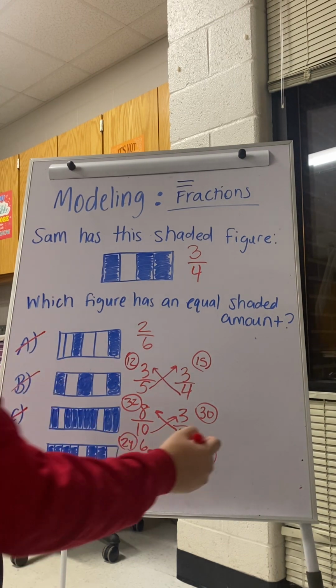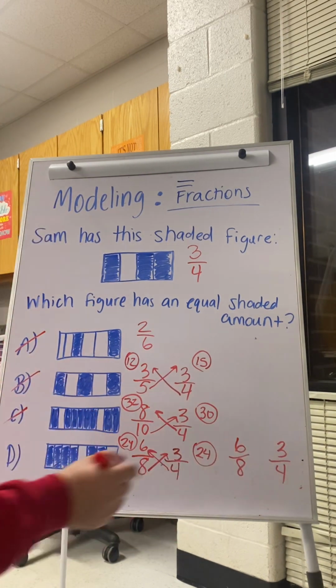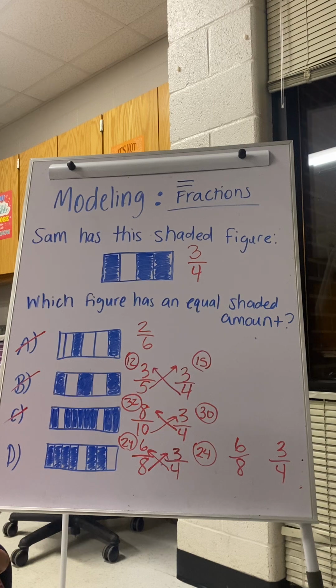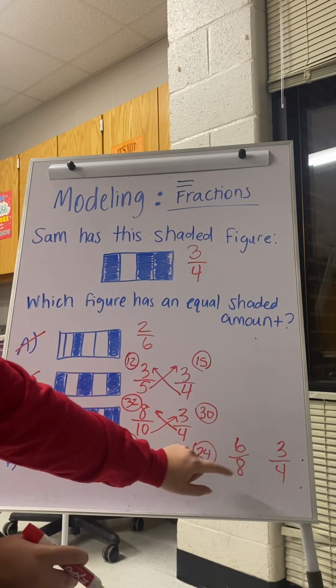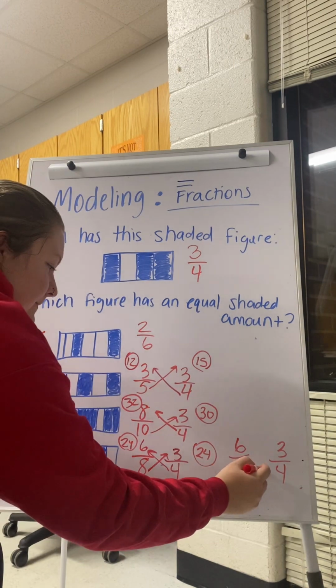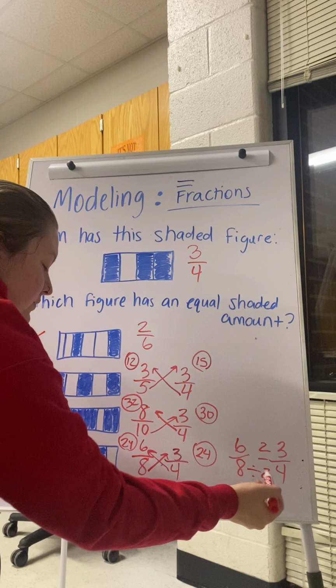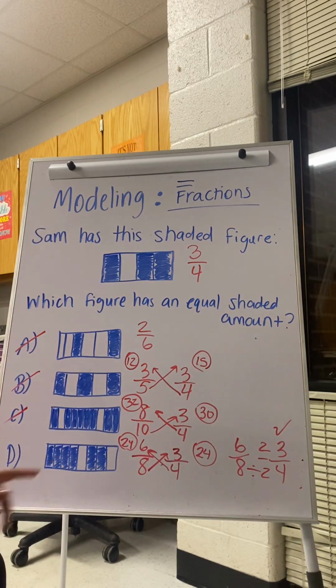Another way I can look at this, if I rewrite them out side by side, I notice that my denominator and my numerator, if I divide these by 2 over 2, 6 divided by 2 is 3, 8 divided by 2 is 4. So wow, they are going to be equivalent. Either way you work it out. So 6/8 is equivalent to 3/4. So our answer choice is D.